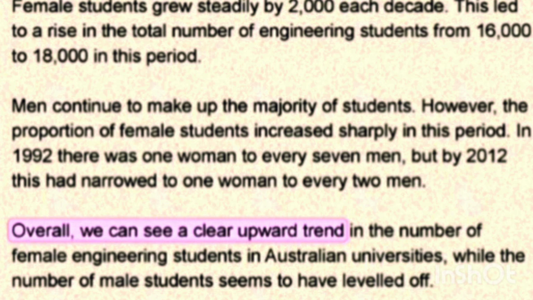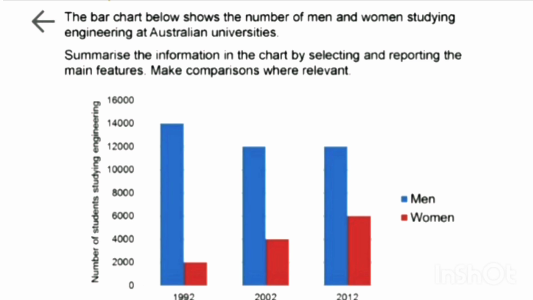Overall, we can see a clear upward trend in the number of female engineering students in Australian universities, while the number of male students seems to have leveled off. So students, I hope you have understood the different procedures of writing an analytical paragraph through this video.